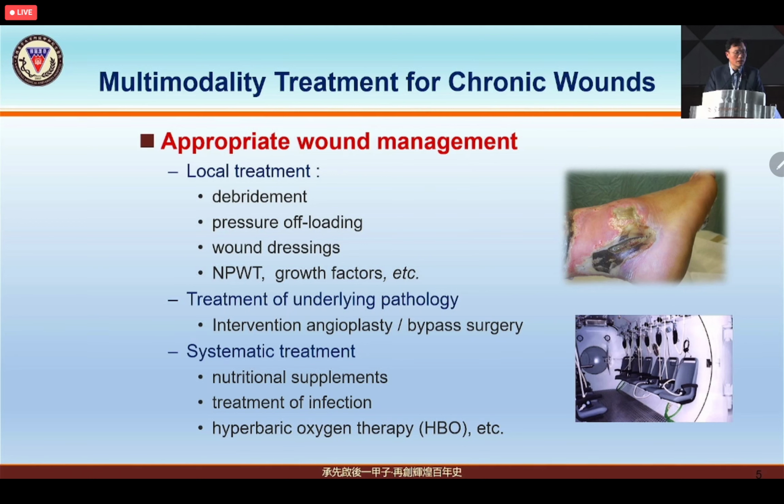The weapon we can use to treat such a difficult chronic wound: multimodality treatment and approach, such as local debridement, offloading of the pressure, negative pressure wound therapy, systemic antibiotics, nutrition support, and vascular intervention, even bypass surgery or hyperbaric oxygen therapy.